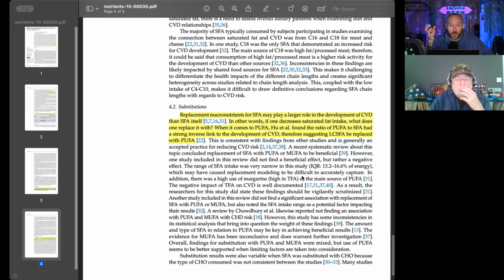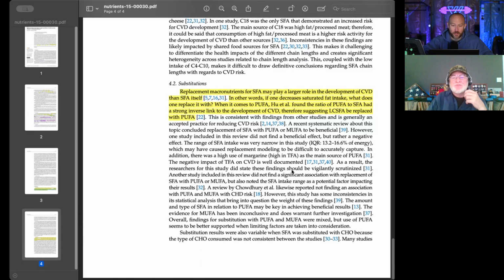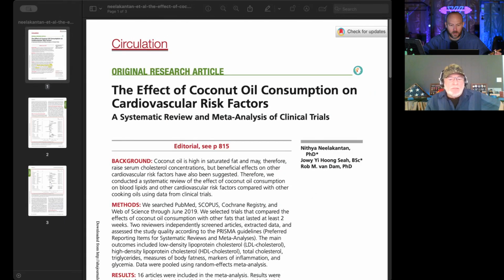When it comes to polyunsaturated fatty acids, we find that replacing saturated fatty acids with polyunsaturated fatty acids tends to have the largest effect on cardiovascular disease reduction. Monounsaturated fatty acid would be the next. Whole grains would be the next. And we really find no difference and maybe even a slight increase when we replace saturated fatty acids with refined carbohydrates and processed sugars.